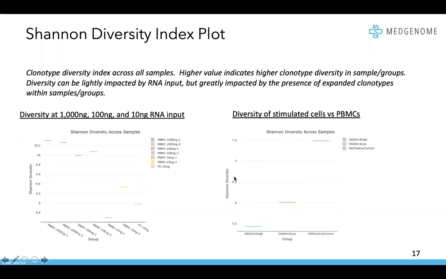And on the left we have a technical example of the Shannon diversity index plot. On the right, it's more of an experimental use for it. You can see the positive control here, which is just a PBMC sample that comes with the kit, compared to some stimulated samples. Of course, the stimulated samples are all going to be less diverse, or you would expect them to be less diverse than the positive control. And you can see the highly stimulated are even less diverse than low.